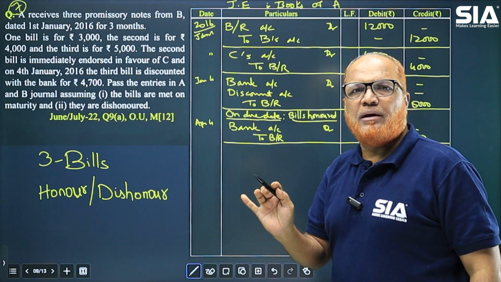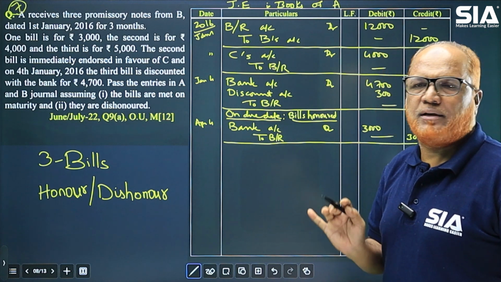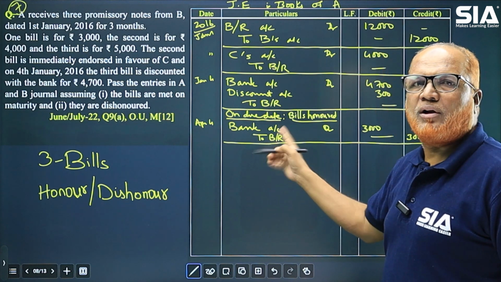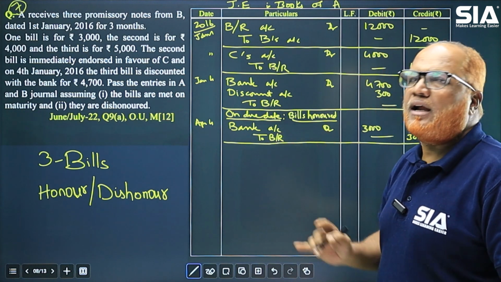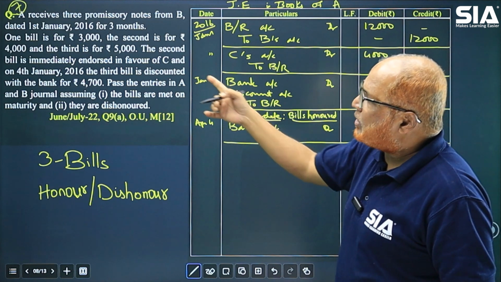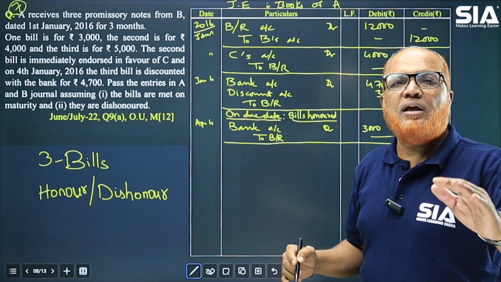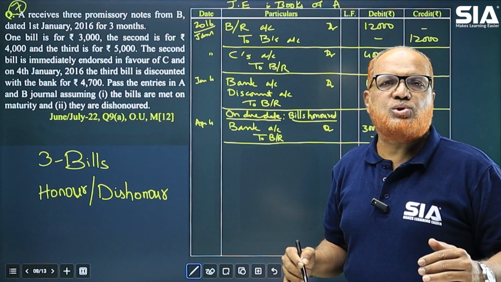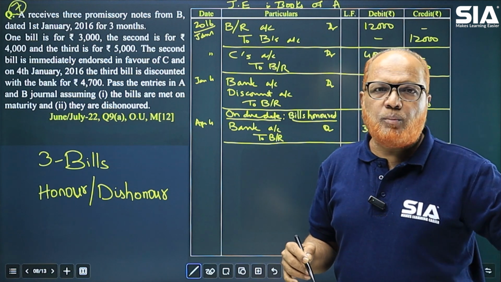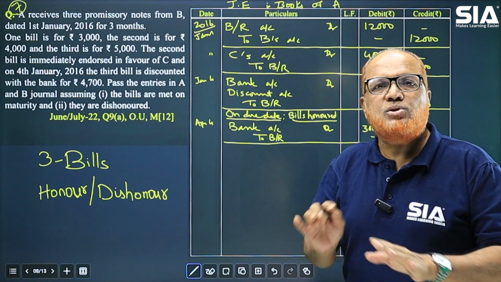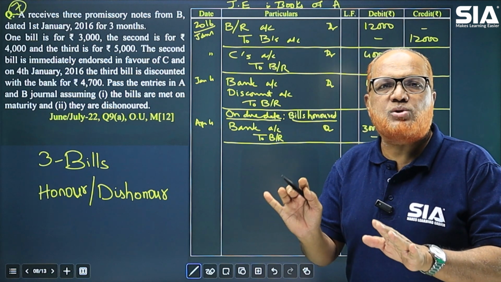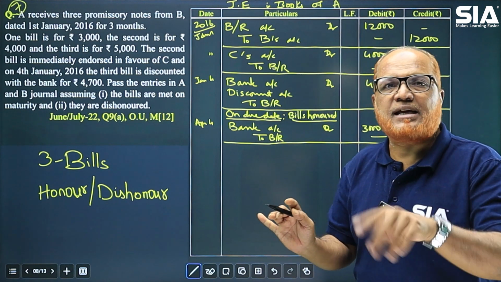Being the first bill honored on the due date. The second bill, what he has done already, he has endorsed to C. Now C will go to B and collect the amount. So no entry in the books of A for the second bill.